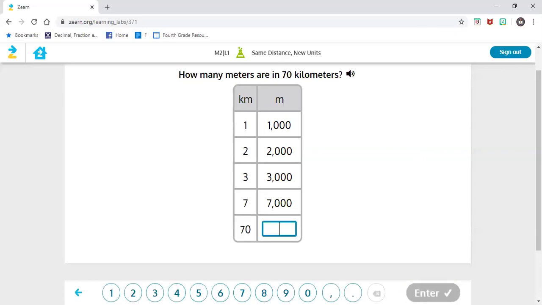Okay, so if there's 70 kilometers, we're going to multiply 70 times 1,000, because for each one of those, we know that it's going to be 1,000 for each one of them. So that'll give me 70,000, because each one of this 70 gives me 1,000, which gives me how many? 70,000.